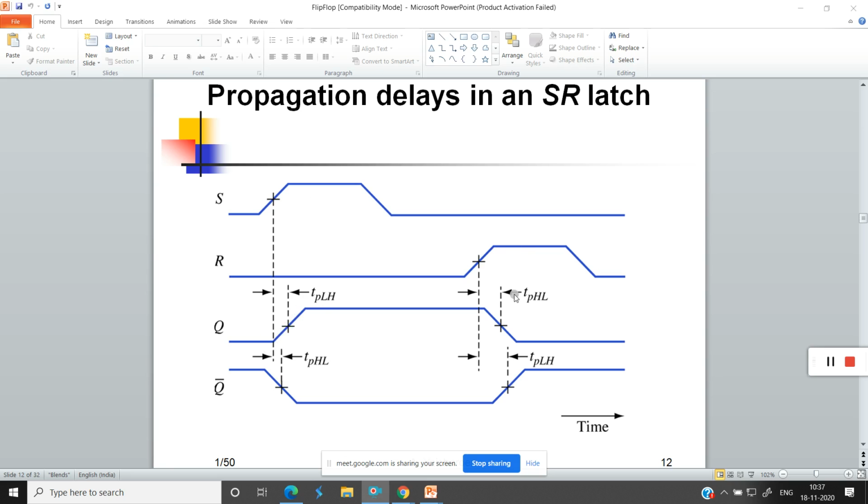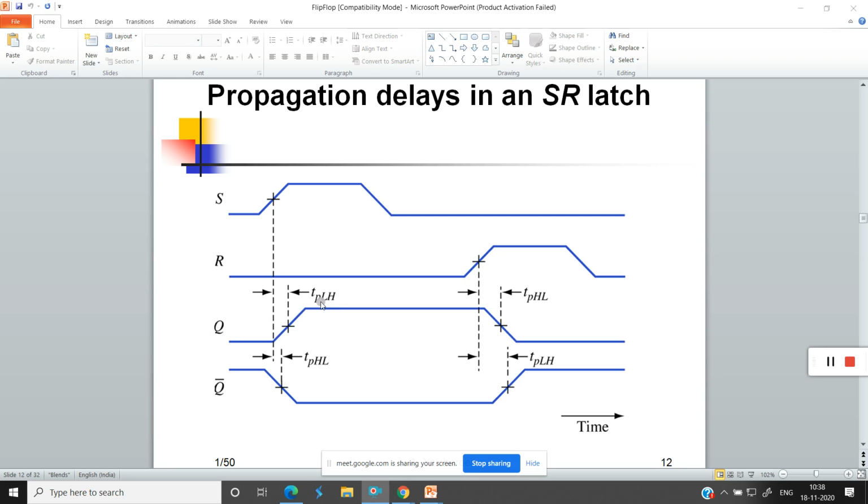When R is 1, Q is reset with appropriate propagation delay. What do you mean by propagation delay? Propagation delay is the time difference between the application of the input to the occurrence of the output. Immediately when the input changes, instantaneously the output will not change. It will take some time, some delay. That amount of delay is propagation delay.